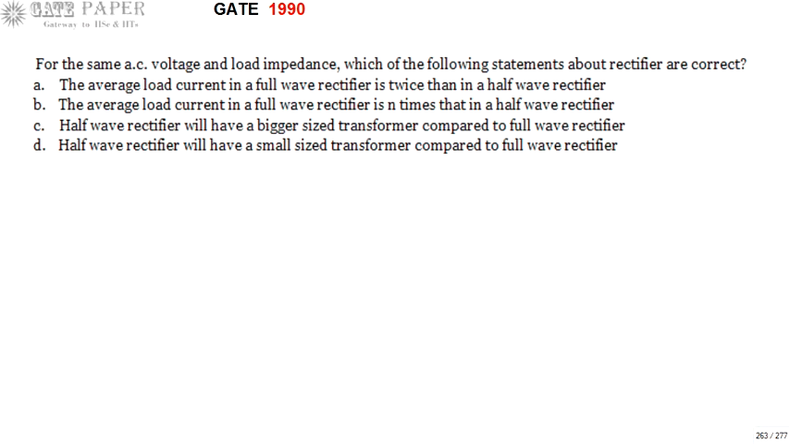A. The average load current of a full wave rectifier is twice that of a half wave rectifier. B. Average load current in a full wave rectifier is n times that of a half wave rectifier. C. Half wave rectifier will have a bigger size transformer compared to full wave rectifier. D. Half wave rectifier will have a small size transformer compared to full wave rectifier.